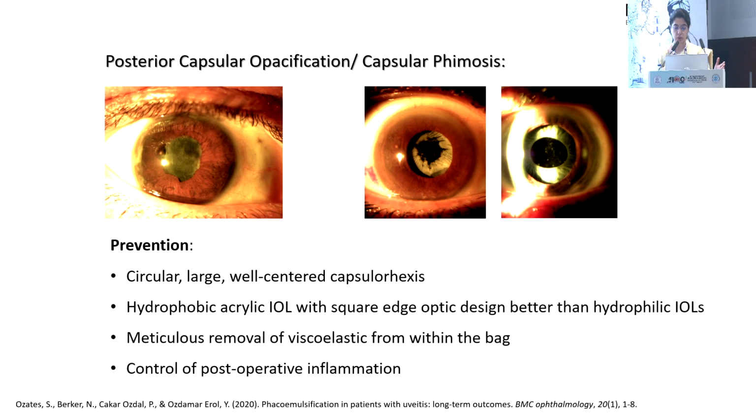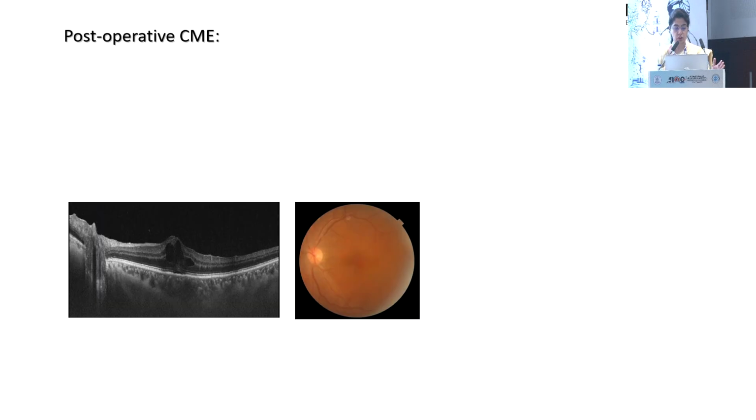PCO and capsular phimosis are also common. So a large circular rhexis can prevent it. Hydrophobic acrylic IOL with square edge design is better than hydrophilic. A meticulous removal of viscoelastic and good control of post-op inflammation.